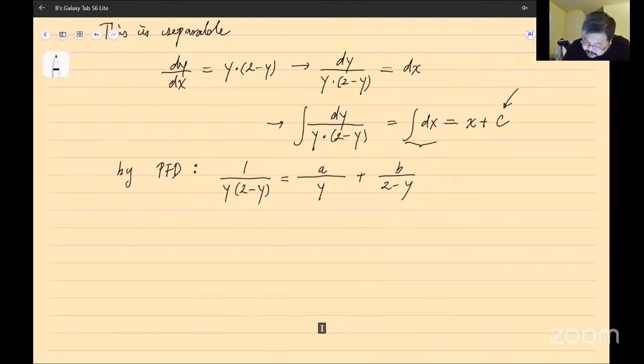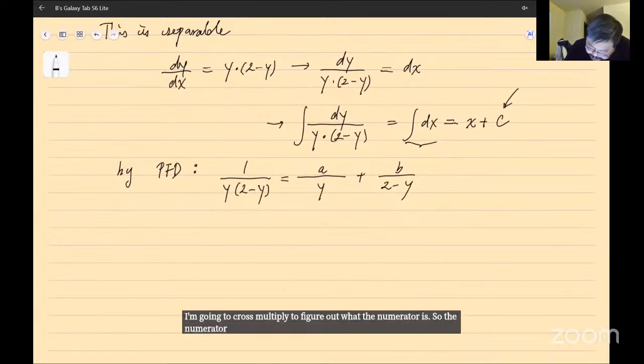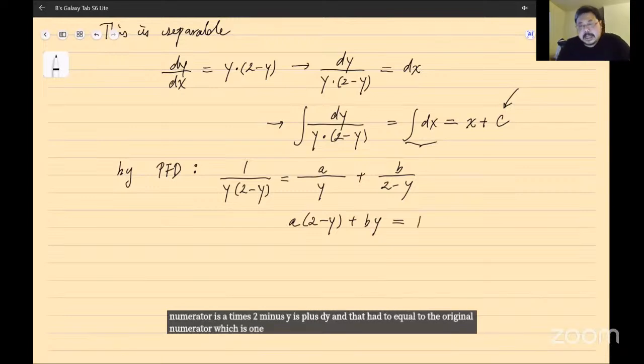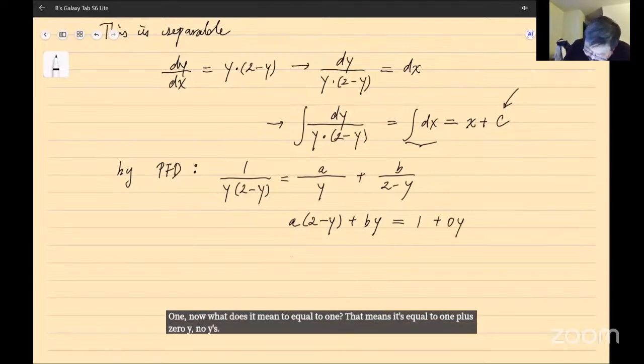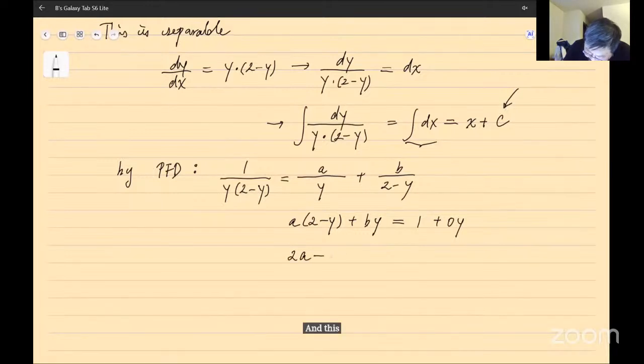I'm going to cross multiply to figure out what the numerator is. So the numerator is a times 2 minus y plus b y, and that had to equal the original numerator, which is 1. Now, this is a polynomial in y equal to 1. What does it mean to equal 1? That means it's equal to 1 plus 0y, no y's. And this gives us 2a minus ay plus by equal to 1 plus 0y.